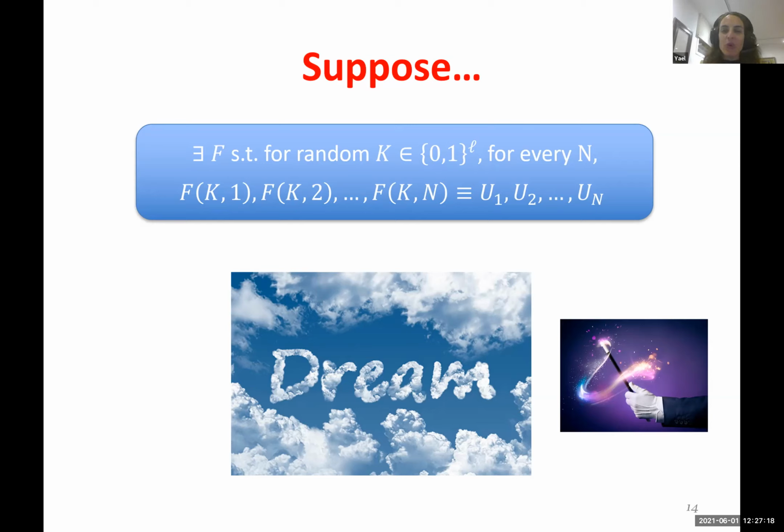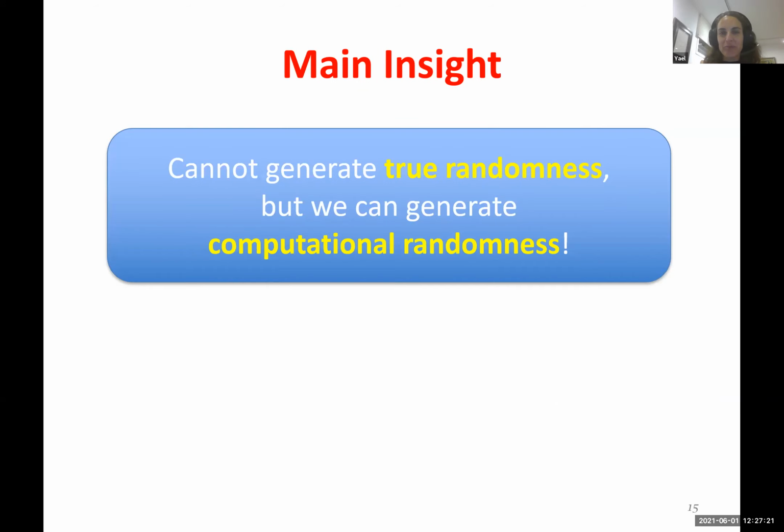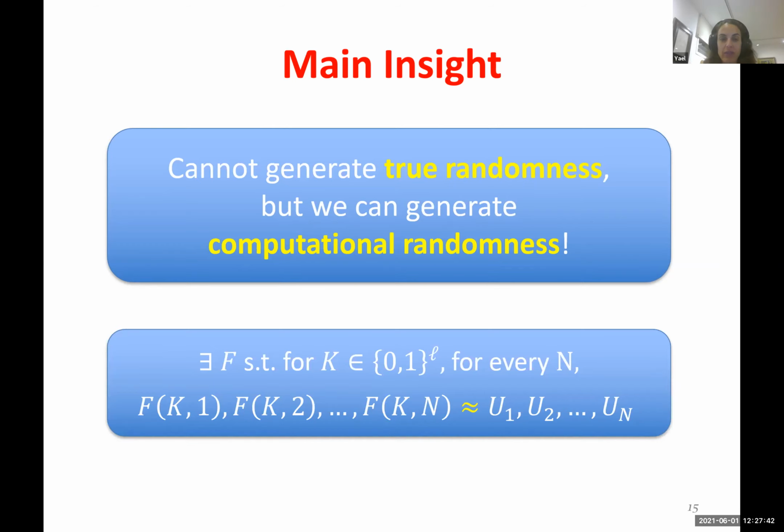Okay, so here is the magic. It's true, we cannot generate true randomness, and Grant, your intuition was completely right. That's impossible. But what we can do, and it's enough for us, is to generate computational randomness. What do I mean by computational randomness? I cannot say that f_K(1), f_K(2), f_K(n), and so on are random. They're not random. But what I can say is that they look random.